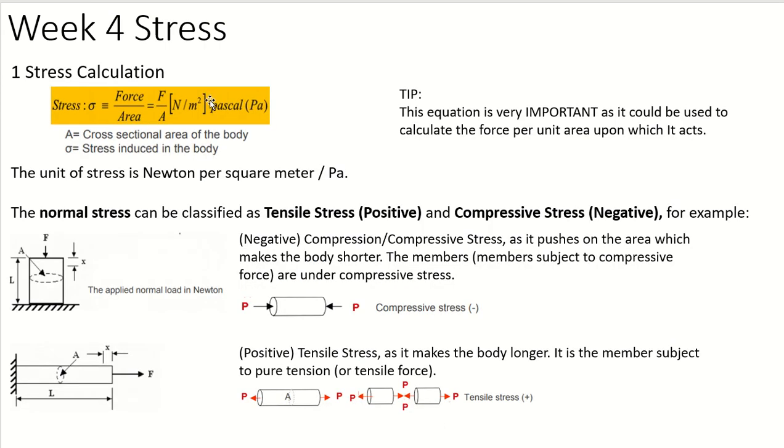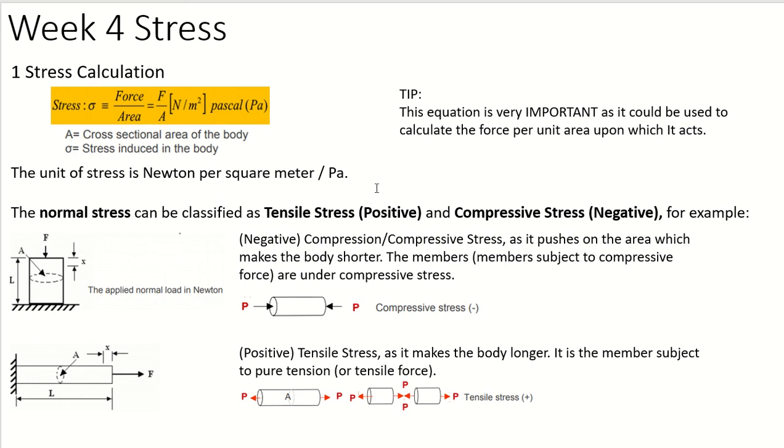Week 4, stress. Stress equals force divided by area, and the unit is Newton per square meter, or you could say Pascal. So this calculates the force per unit area upon which it acts. Sometimes the question may ask you to determine whether this stress is negative or positive. So what are negative stress and positive stress?